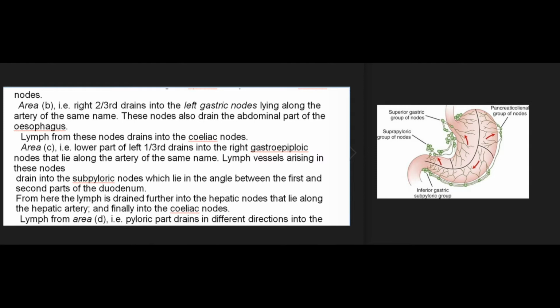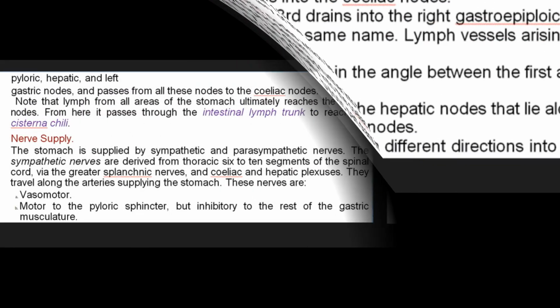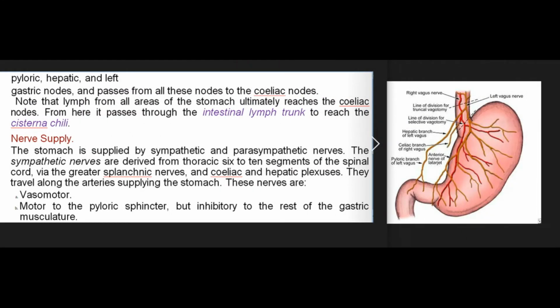Lymph from area D, i.e. pyloric part, drains in different directions into the pyloric, hepatic, and left gastric nodes, and passes from all these nodes to the coeliac nodes. Note that lymph from all areas of the stomach ultimately reaches the coeliac nodes. From here it passes through the intestinal lymph trunk to reach the cisterna chyli.